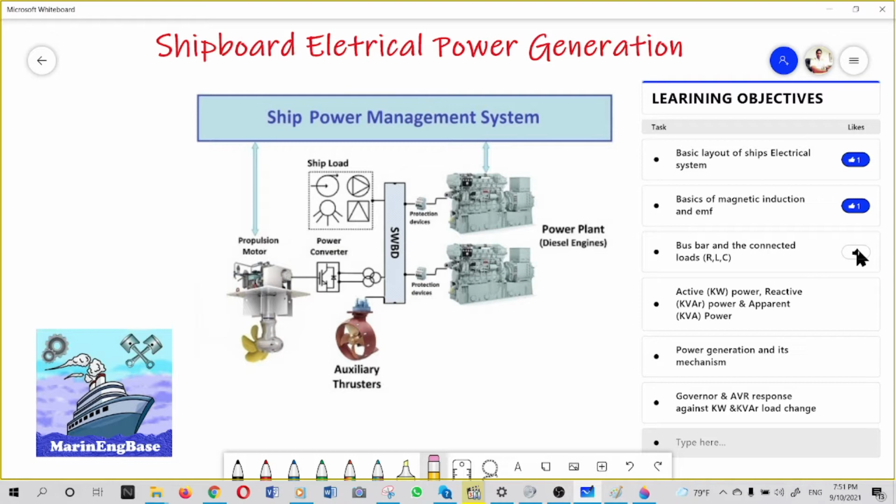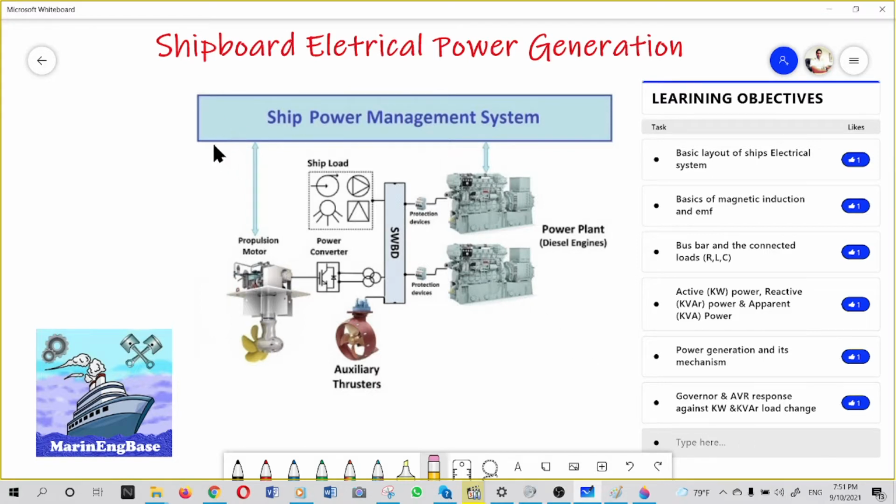Bus bar and its connected loads: resistive loads, inductive loads and capacitive loads. How the system manages active power and reactive power. Main principles behind power generation. Governor and AVR response against kilowatt and kVAR reactive load changes.